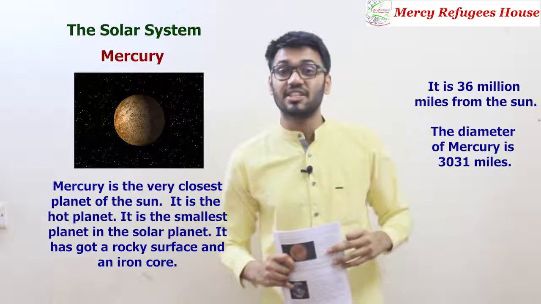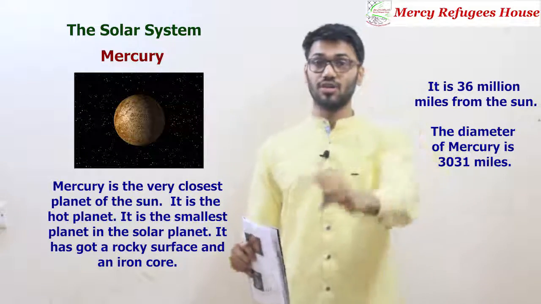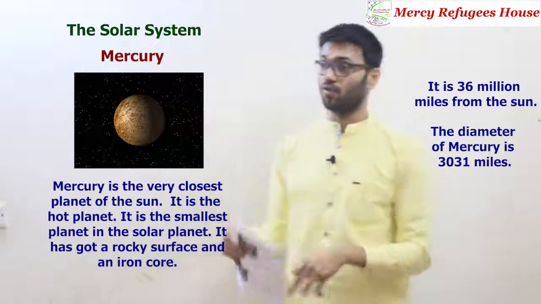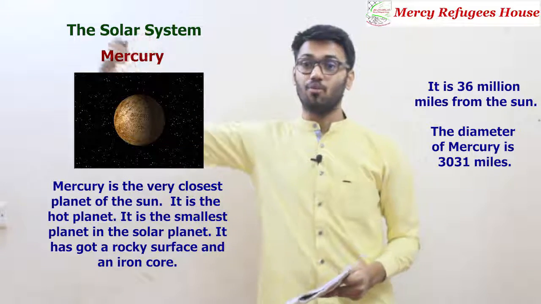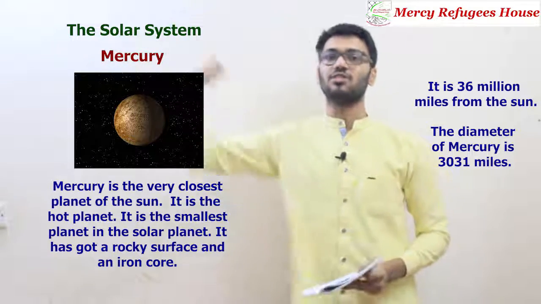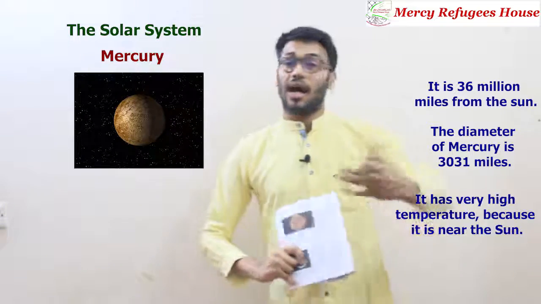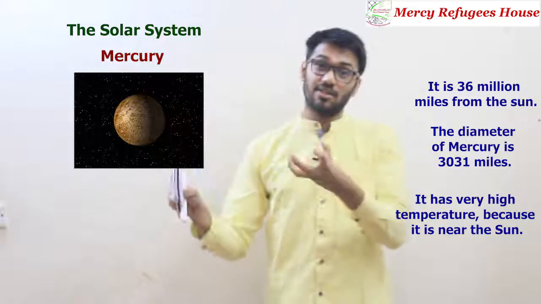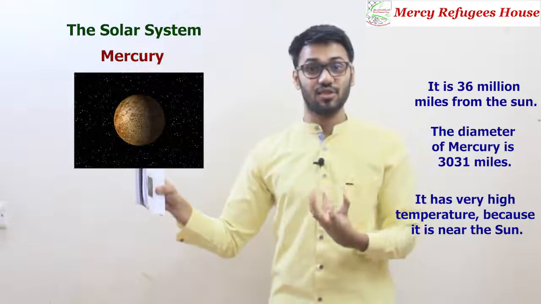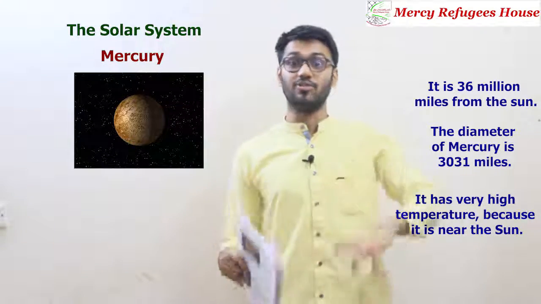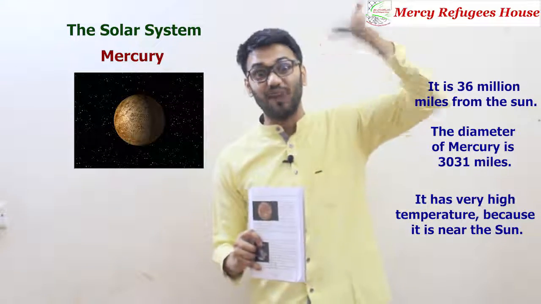Now what is a diameter? The diameter is one corner to another corner of a globe. For example, if we see this picture, from one corner to another corner is 3031 miles. It's the diameter. Now, I told you it is near the sun, so it gets most of the heat or the energy of the sun. So basically, it will be very hot, right? The temperature of Mercury is very high.